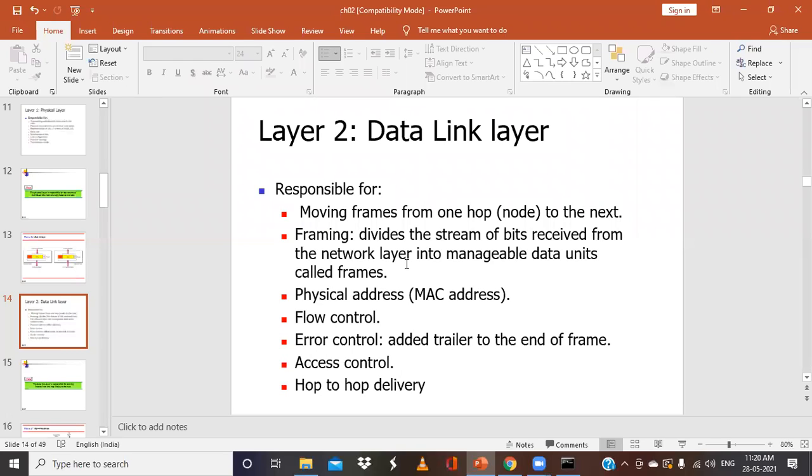This you need to highlight when you are writing in the exam. It divides the stream of bits received from the network layer into manageable data units called frames. Consider that it depends on the operating system again. It can take 8 bits or it can take 16 bits and make them into one particular frame. Like that, it will make different frames, and these frames will be transferred to the next layer, that is, the physical layer. So it divides the stream of bits received from the network layer into manageable data units called frames.